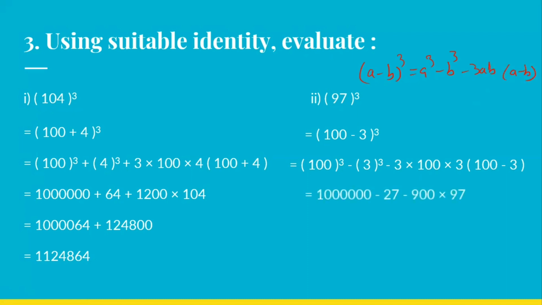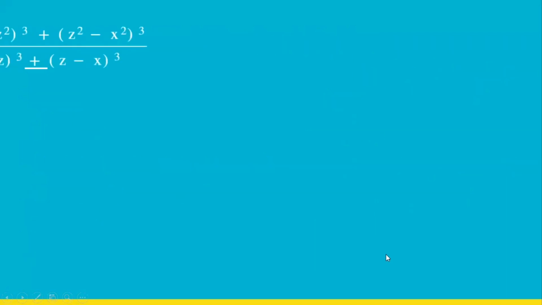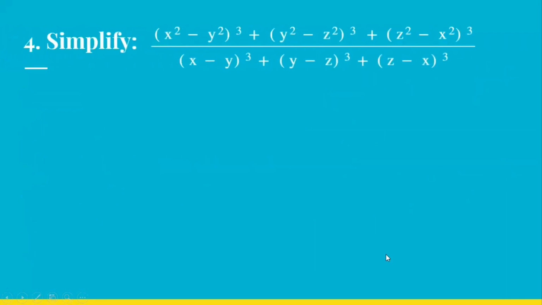100 cube is again 1 million, 3 cube is 27, 3 3s are 9, so this is 900 multiplied by 97. So we get here 999,973 minus 87,300, which we get as 912,673. Okay, now simplify. So looks like this, but it is very easy.